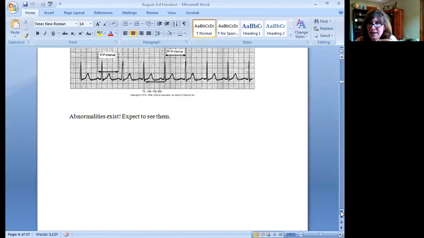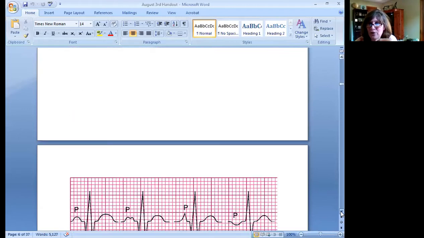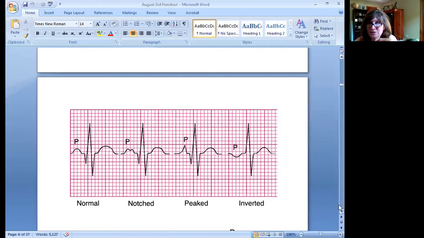But now, not every little P wave is perfect and beautiful. What would I like it to look like? I'd like it to look like that, nice, smooth. Sometimes a P wave can be a little notched or peaked or upside down, inverted. But as long as each P wave is the same, then it's fine. That's cool, no problem.